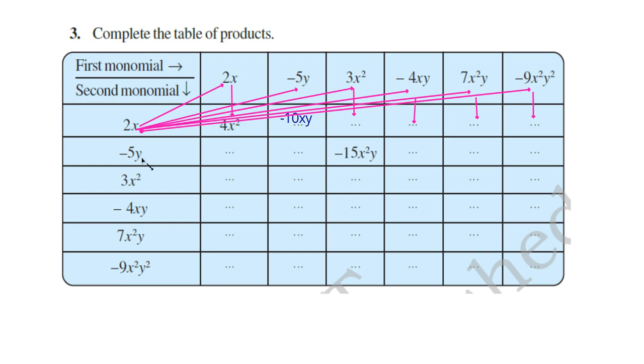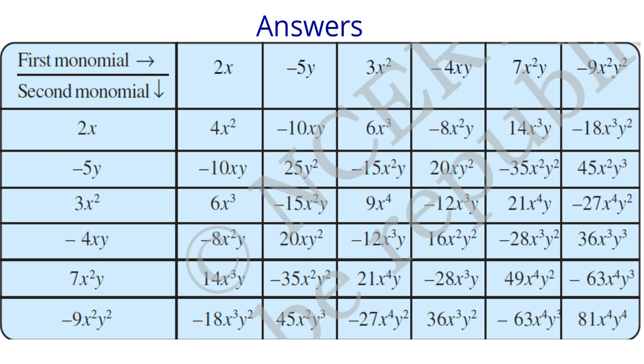Next, you start with the negative 5y into 2x and write the answer here. Do fill all the columns. Do verify your answers.